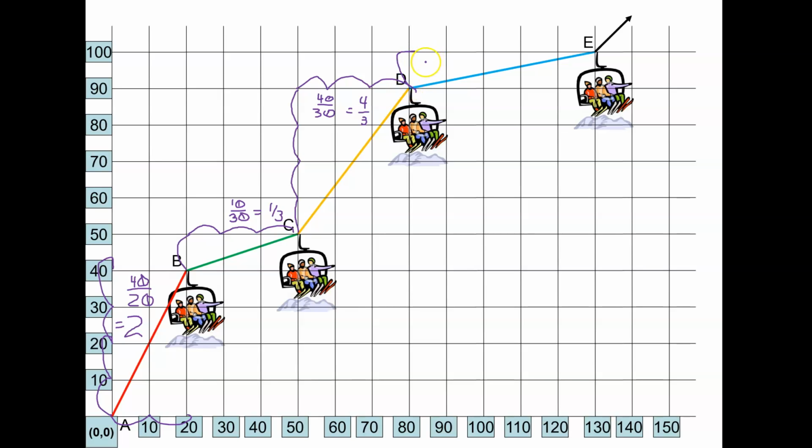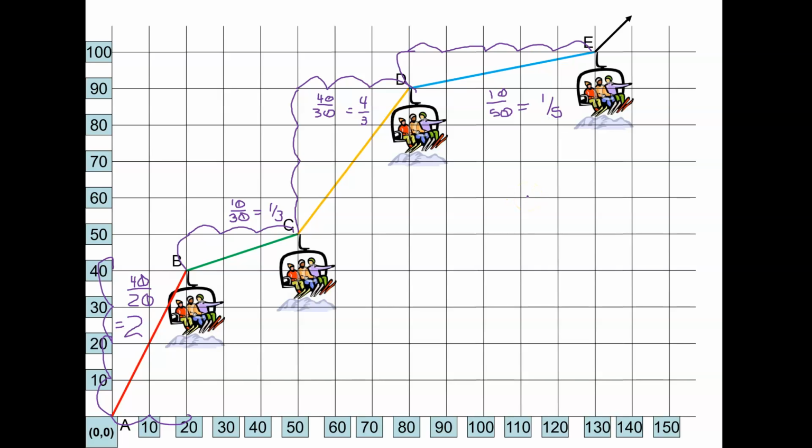What about our blue path? Just like our second path, we go up by 10, but this time it takes us a fairly gentle 10, 20, 30, 40, 50 feet to rise those 10 feet. 10 over 50 becomes 1 over 5.